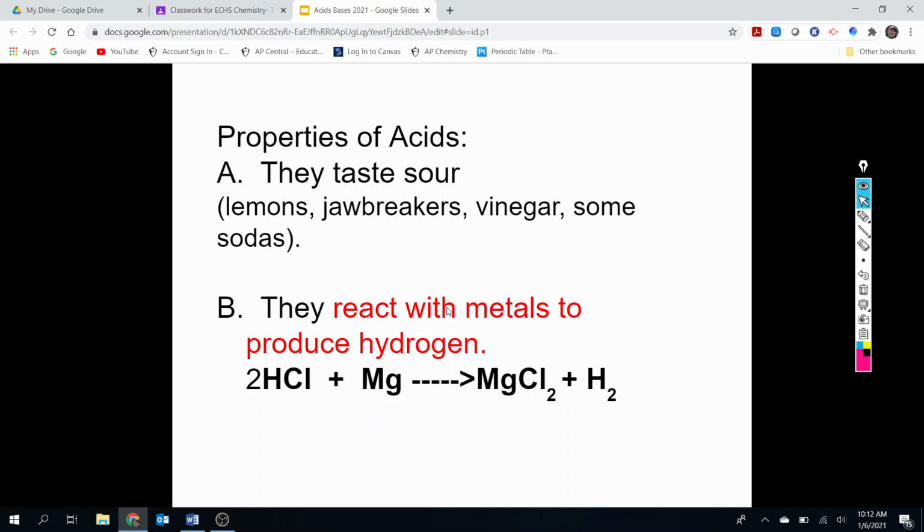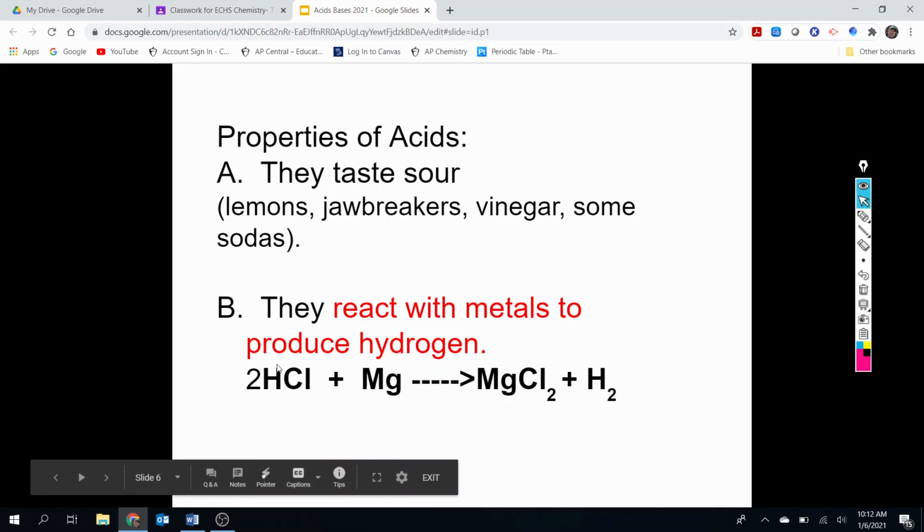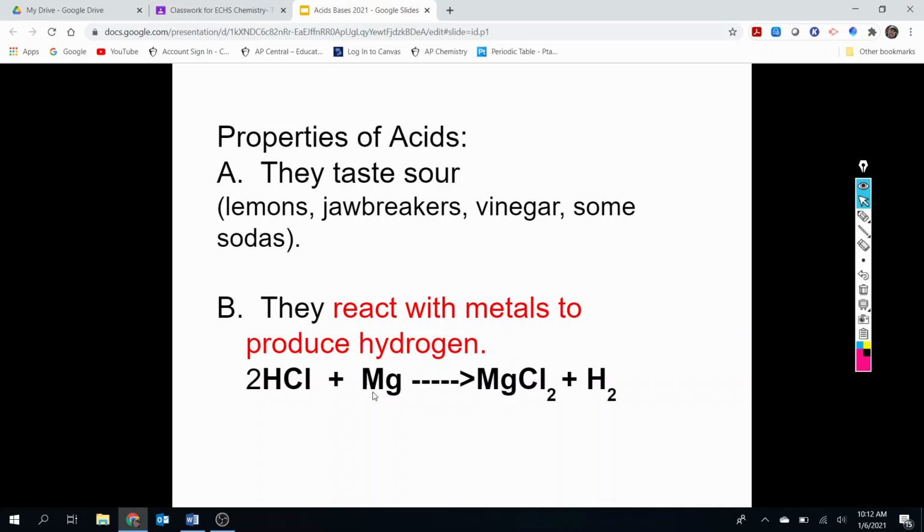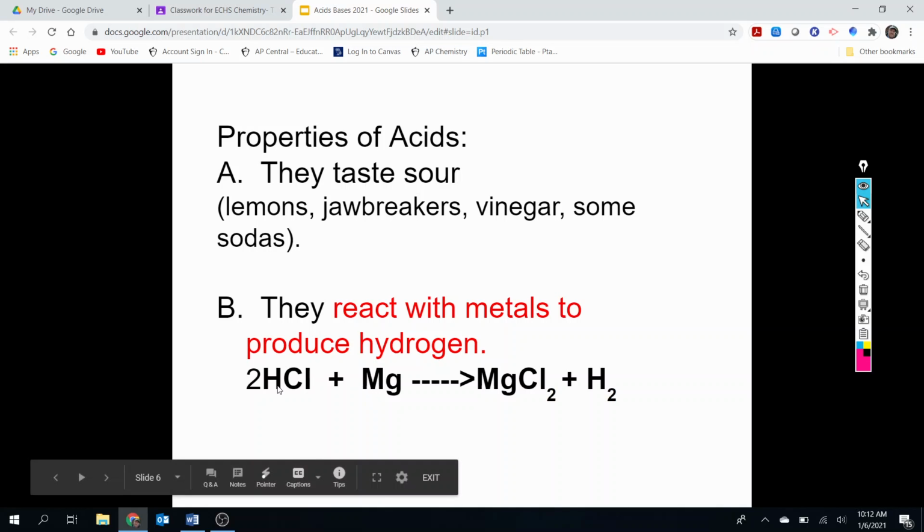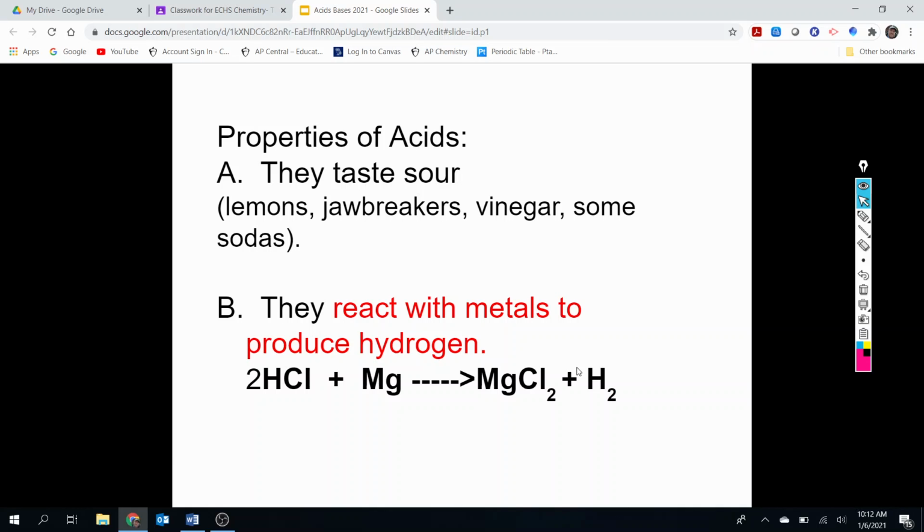Another property of acids. So the first property is that they taste sour, and there's some examples of some acids. And number two is they react with metals to produce hydrogen gas. And so if you have an acid like hydrochloric acid, and mix it with just a metal like magnesium, which is what we're showing in this case, the magnesium will actually bump the hydrogen loose, and the magnesium will replace the hydrogen with the chlorine, and then you'll have H2 or hydrogen gas. So that is another characteristic of acids, is that they produce hydrogen gas when reacted with metals.